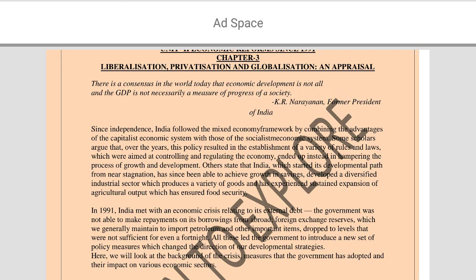So chapter 3 of Indian economy is Liberalization, Privatization, and Globalization: An Appraisal. This chapter deals with the Indian economic situation during 1990 and afterwards. There is a consensus in the world today that economic development is not all, and GDP is not necessarily a measure of progress of a society. This was said by K.R. Narayanan, former president of India, about the 5-year plans and the economic development of India. He said there is a consensus in the world that GDP is not necessarily a measure of progress of a society.